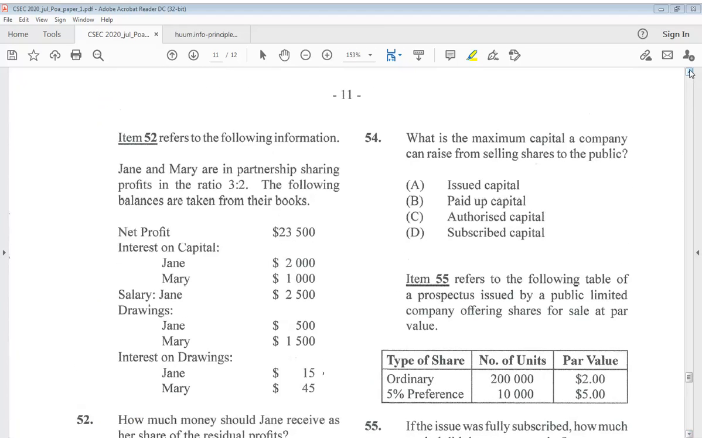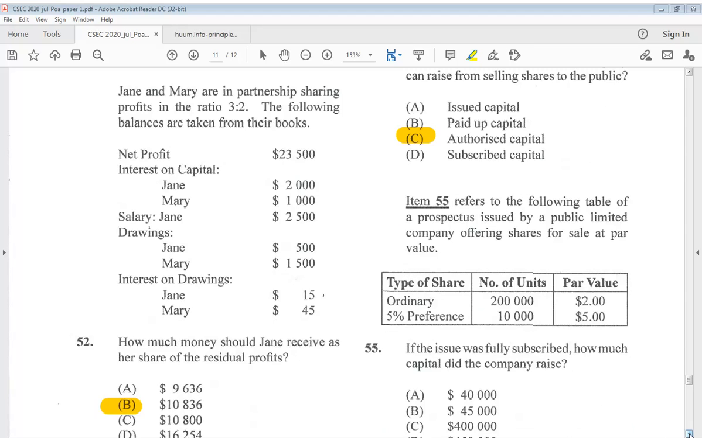Let's go to number 54. What is the maximum capital a company can raise from selling shares to the public? A. Issued capital, B. Paid up capital, C. Authorized capital, or D. Subscribed capital. So we know the maximum capital that a company can raise from selling shares is actually C. Authorized capital.